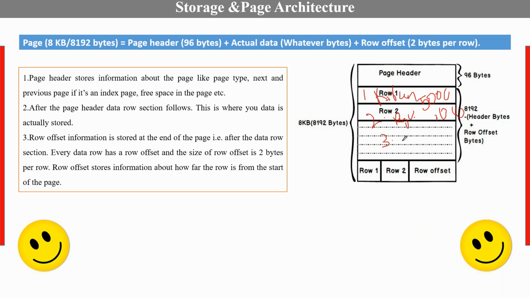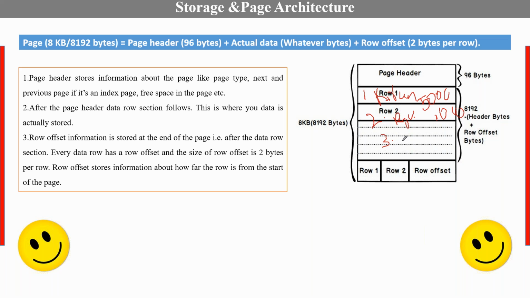But your page architecture will remain the same, sir. 8 KB, with 96 bytes for the page header, which stores the complete information about your page: what is the page ID, page type, how many slots are available, object ID, how much free space is available, what is the next page, what is the previous page. All these details will be available in the page header.